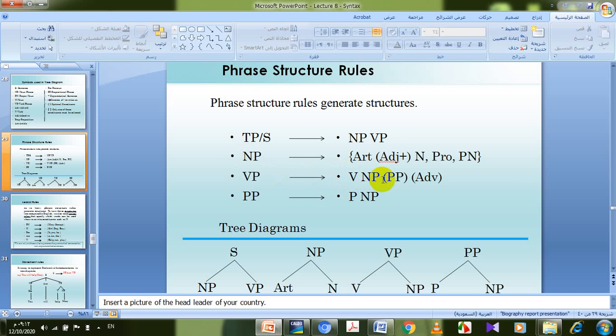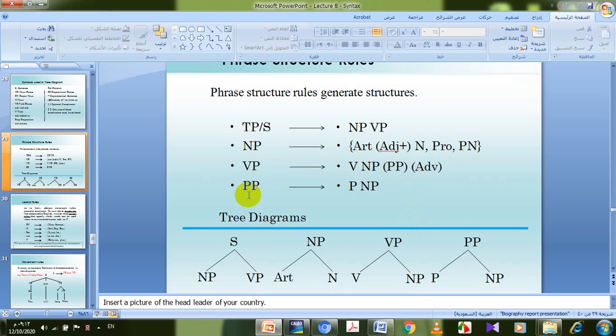Speak with the man. So it depends. So verb phrase: verb, noun phrase, prepositional phrase, adverb. Sorry, these are optional. Verb phrase, we can see how it is interpreted. Prepositional phrase, preposition plus noun phrase.